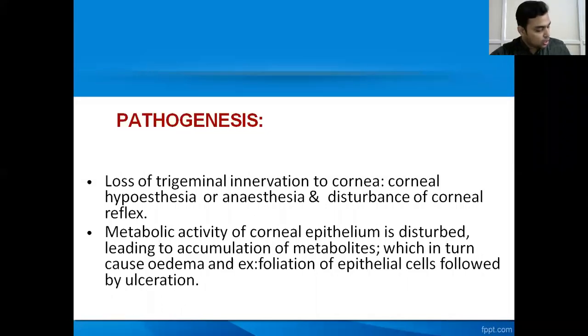Because of the defect in the metabolic activity of the corneal epithelium, there is accumulation of certain metabolites, which in turn causes edema and exfoliation of the epithelial cells, followed by ulceration. So basically, the main pathogenesis here is the loss of trigeminal innervation to the cornea. Because of that, there is corneal hyperesthesia or anesthesia, and a disturbance of the corneal reflexes, and abnormal metabolic activity in the corneal epithelium that leads to accumulation of metabolites, which leads to edema and exfoliation of the epithelial cells, followed by ulceration.